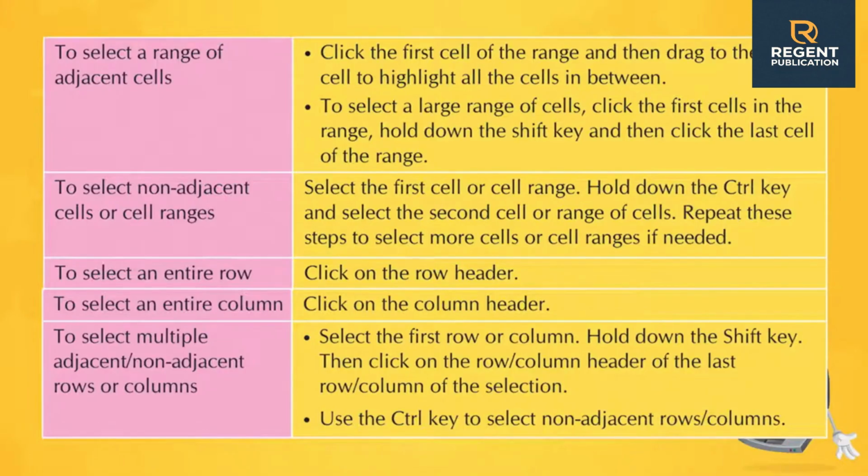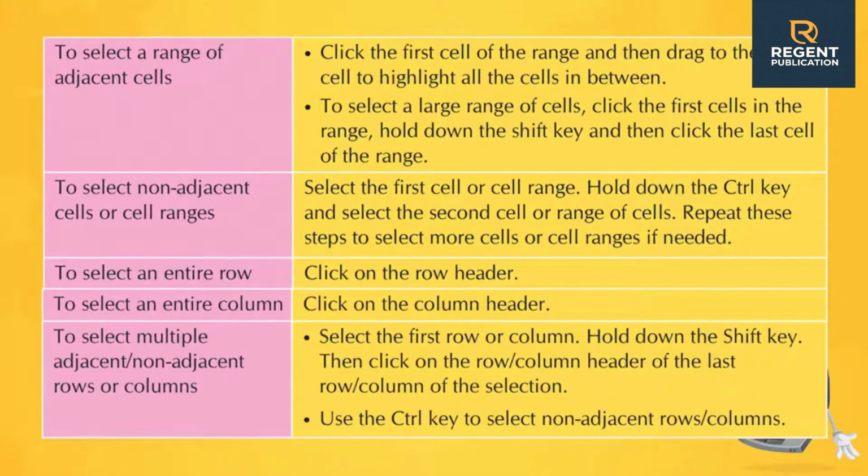To select an entire row, click on the row header. To select an entire column, click on the column header. To select multiple adjacent rows or columns, select the first row or column, hold down the Shift key, then click on the row or column header of the last row or column of the selection.